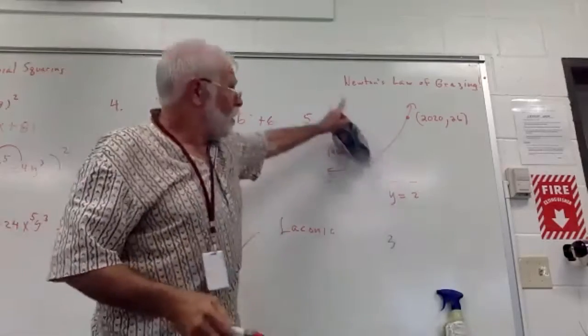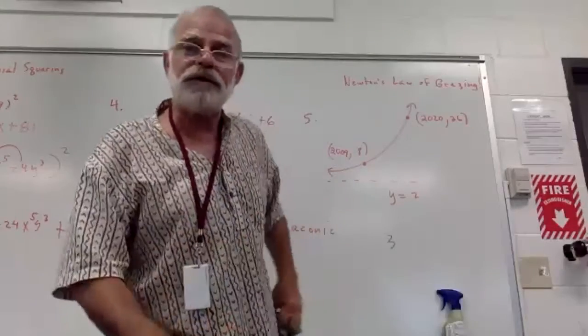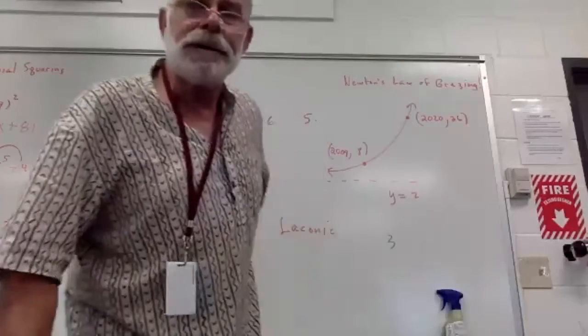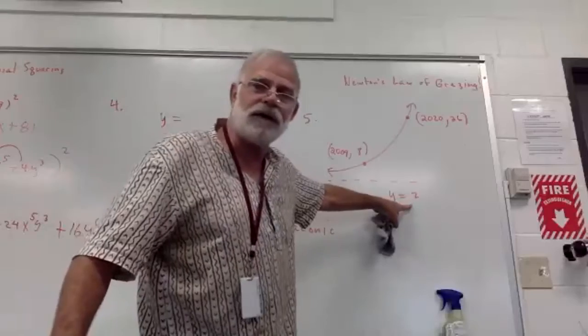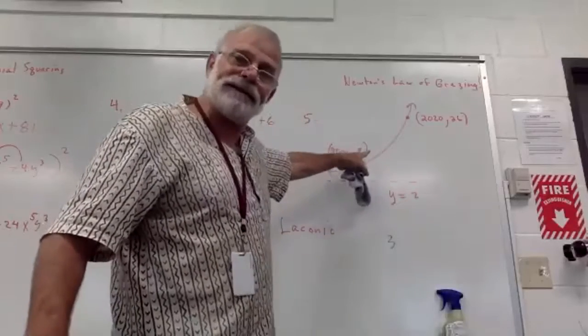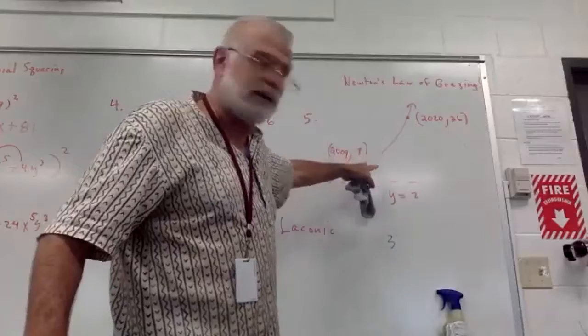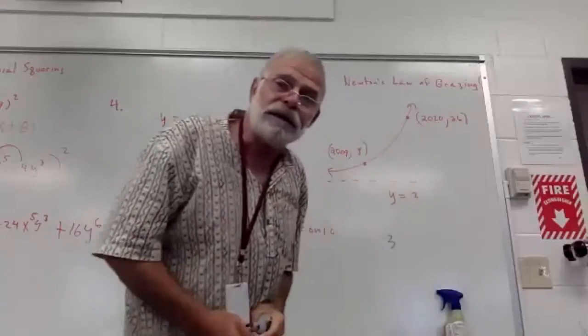Exponential. Newton's law of grazing. Okay, Newton's law of grazing is all about sheep. There have always been at least two sheep in the town of Gill. But in the year 2009, there were 8. I think I had 6 of them. In the year 2020, right now, there's 26.